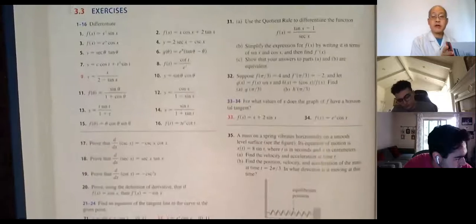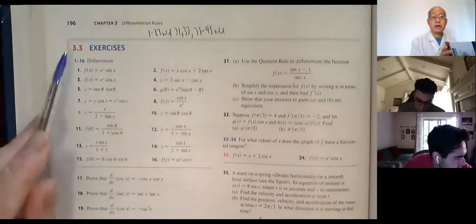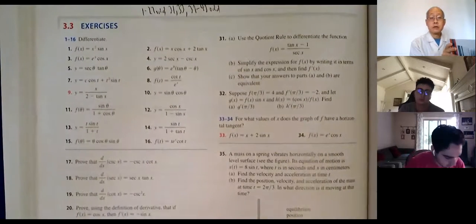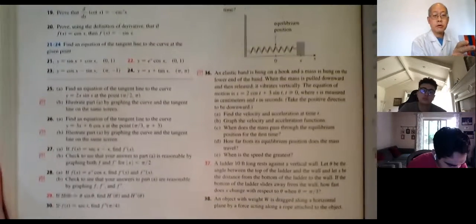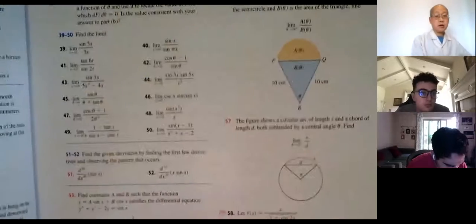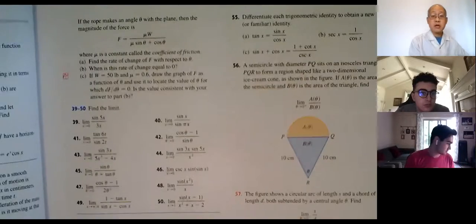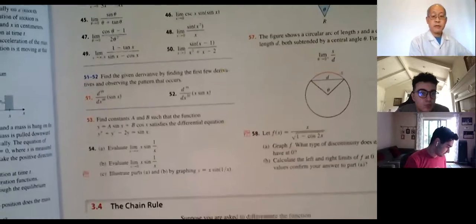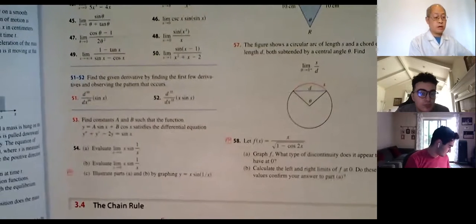Okay, so I'm not sure if I showed these to you yet. For those of you that don't have the book and don't plan on getting it, on page 196, here are the 3.3 exercises. Okay, a little bit more. And then on the next page, some problems there.